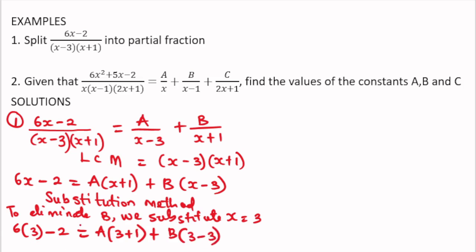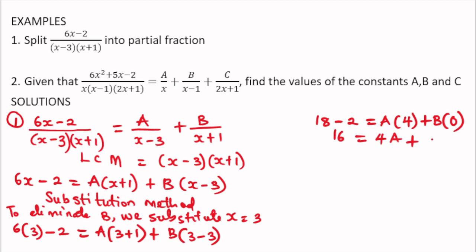So 6 times 3 gives us 18 minus 2 equal to a, bracket 3 plus 1 gives us 4, close the bracket, plus b into bracket 3 minus 3 gives us 0. 18 minus 2 will have 16 equal to a times 4 will have 4a, plus b times 0 will have 0. Now b has been eliminated.